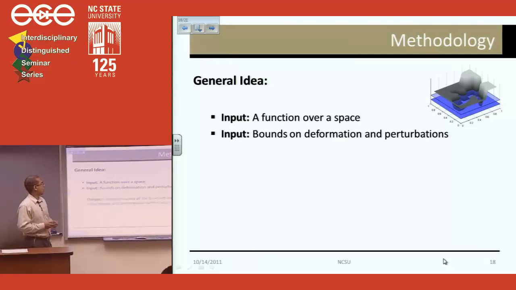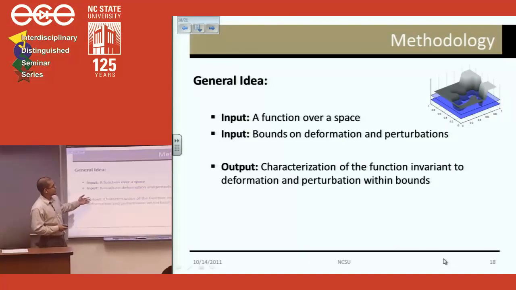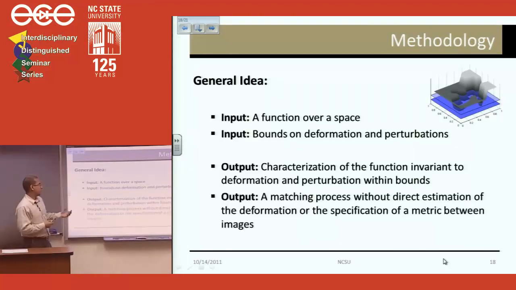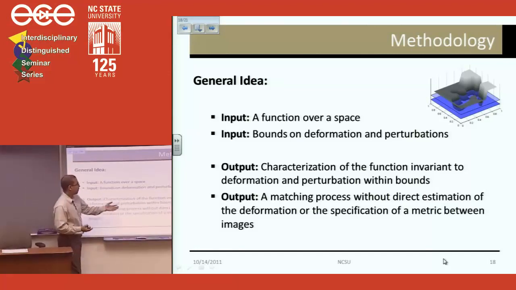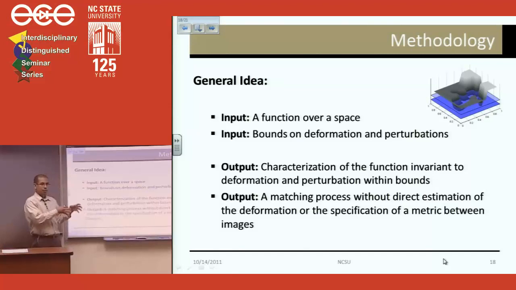Now, what was our output? Our output was actually a characterization of the function which was invariant to the deformations and perturbations that we defined within our bounds. Okay? So that was essentially our main output. But also we had a matching process using the rank conditions through which we can directly estimate which regions match the other regions without estimating actually directly what the actual deformation was.